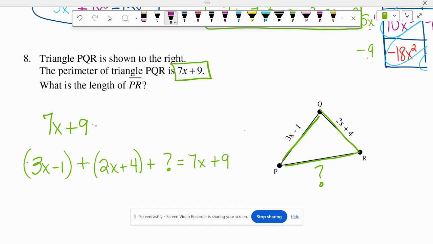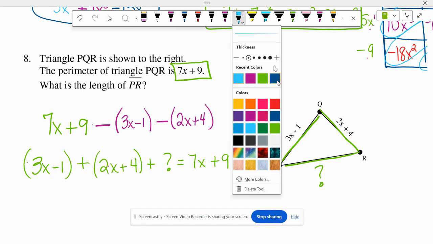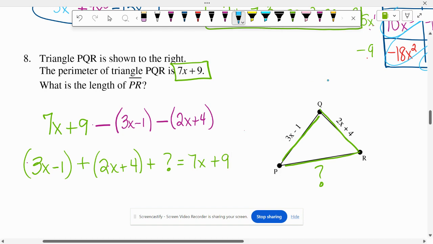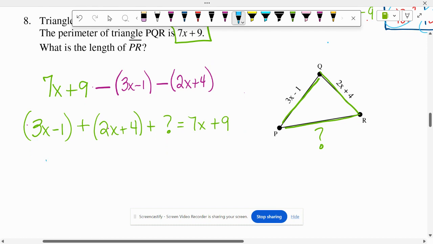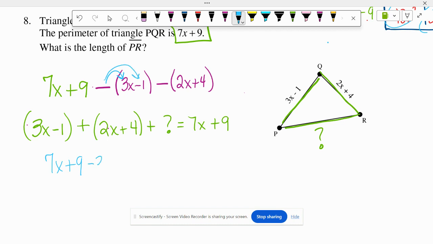So 7x plus 9 minus (3x minus 1) minus (2x plus 4). That's how we're going to solve that. So what do I need to do with those negatives outside of the parenthesis? Distribute them. So I'm going to rewrite this right here. So I have 7x plus 9. This negative distributed through gives me a, keep going. Perfect.